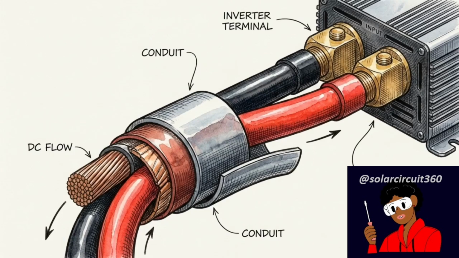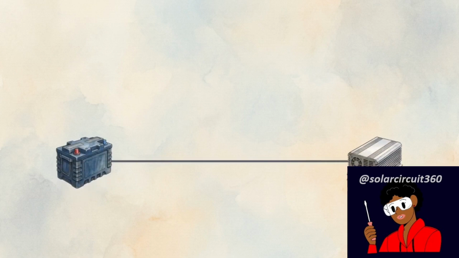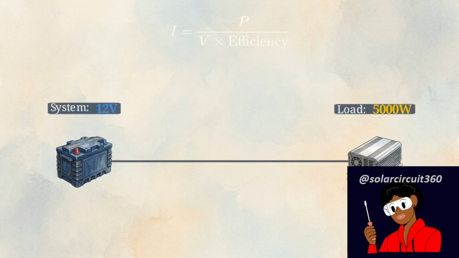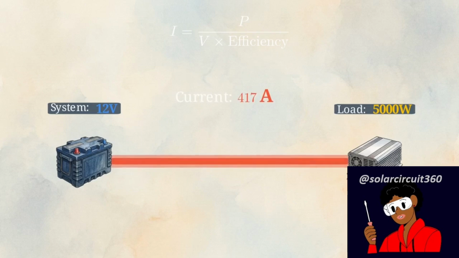Moving deeper into the system, we must examine the direct current traveling from the battery bank into the 5 kilowatt inverter. The continuous current on this line is defined by a foundational formula. Current equals power divided by the product of voltage and efficiency. At 12 volts, pushing a 5 kilowatt load requires a massive continuous draw of 417 amps. The resulting heat and voltage drop are visible here as the cable glows red.